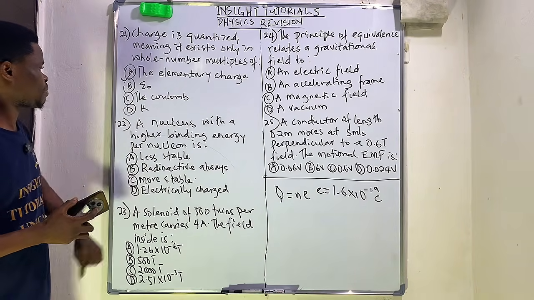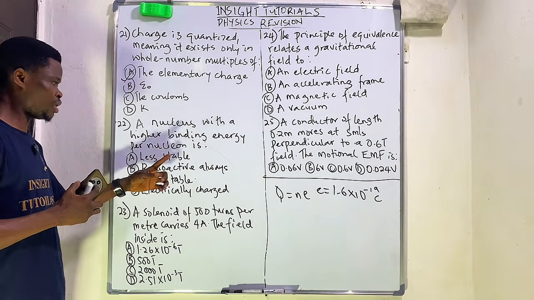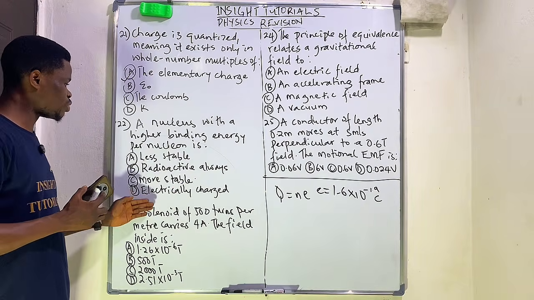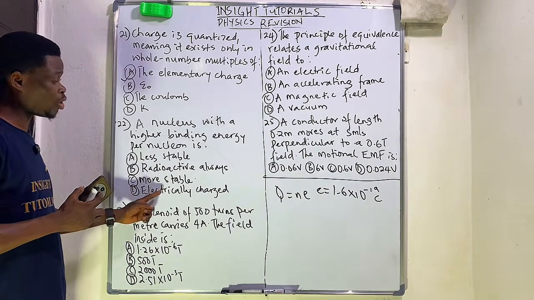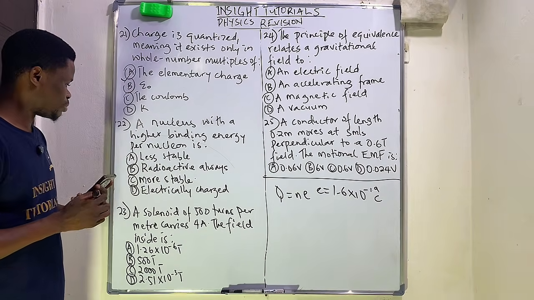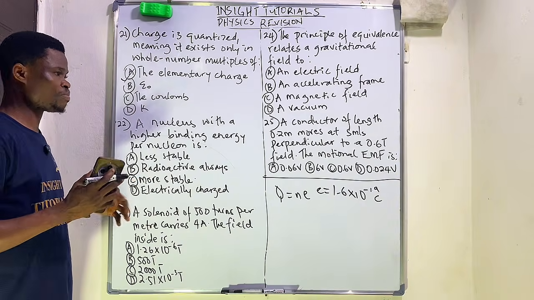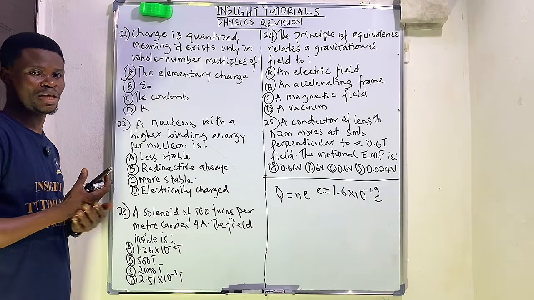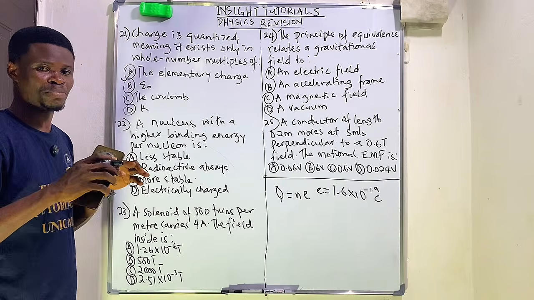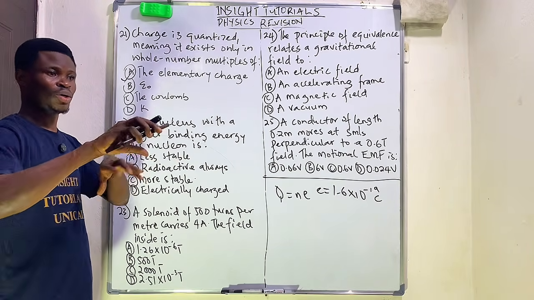The next question says that a nucleus with a higher binding energy per nucleon is: A, less stable, B, radioactive always, C, more stable, and E says electrically charged. Now you need to understand the concept. Prior to this time, we've talked about the binding energy. I would say the binding energy is the energy that is required to separate the individual constituents of a nucleus into different parts.